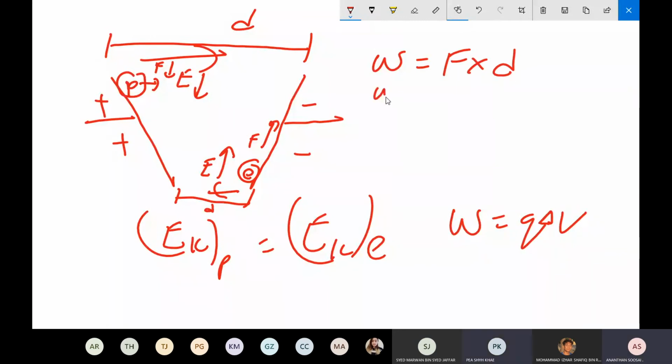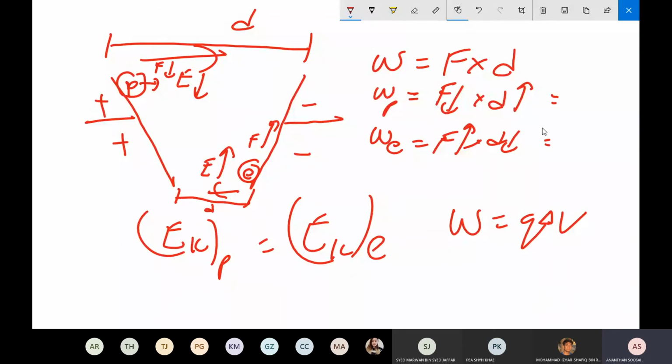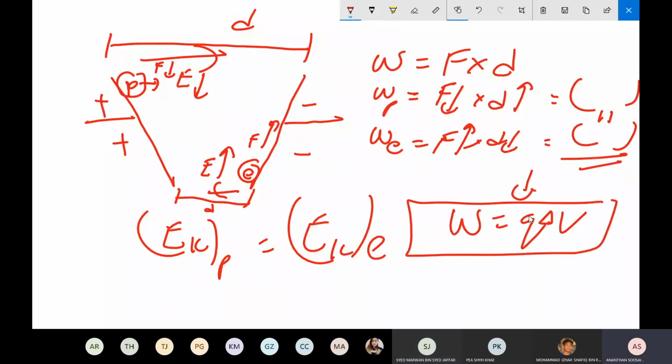Right? So work done is force times distance, the basic idea. For the proton, the force experienced is weaker, but the distance is quite big. For the electron, the force is very huge because it's in a stronger field, but the distance it travels is very short. So the work done for both proton and electron is going to be about the same. To visualize it better, this equation tells you they are the same, because both of them have the same charge.